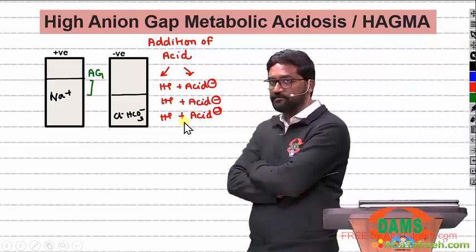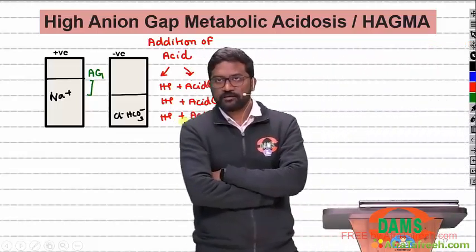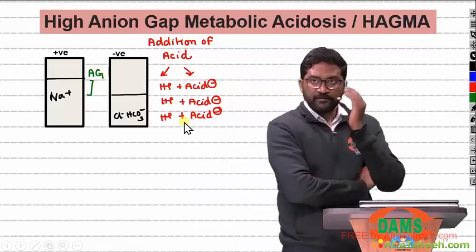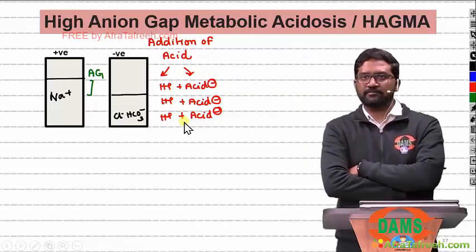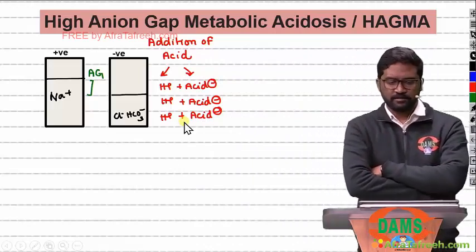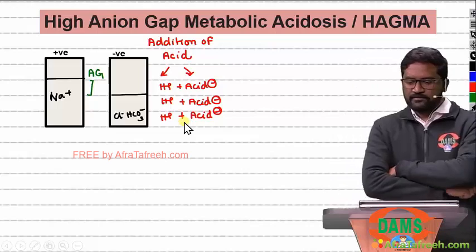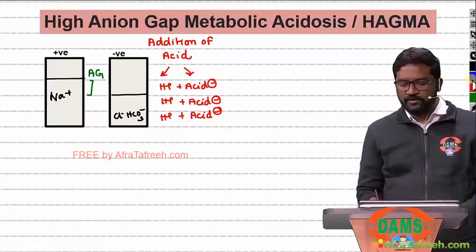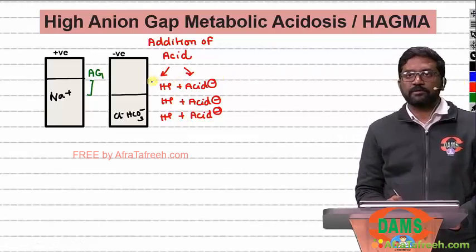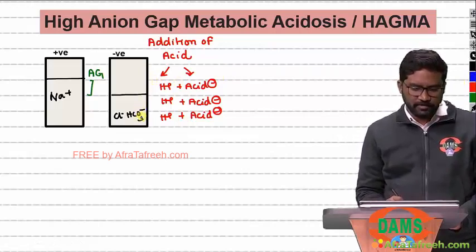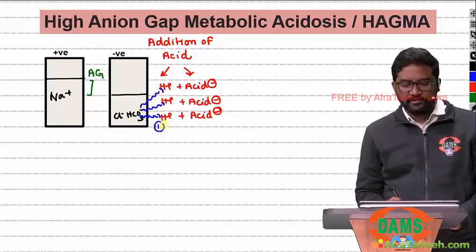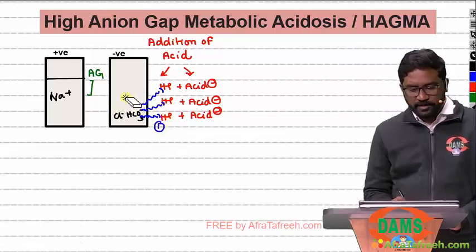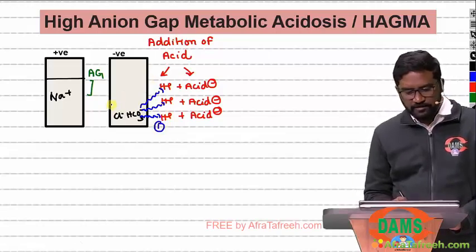Lactic acid, how will it divide? H plus and lactate. Formic acid, how will it divide? H plus and formate. Salicylic acid, H plus and salicylate. Now whenever there is lots and lots of H plus, what is the most important buffer for H plus in your body? Bicarbonate. This bicarbonate will be consumed as buffer. This is the first event, because bicarbonate is reducing.